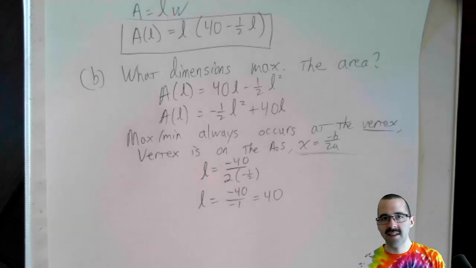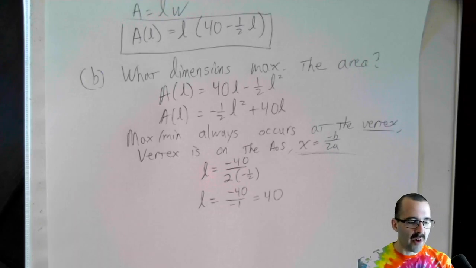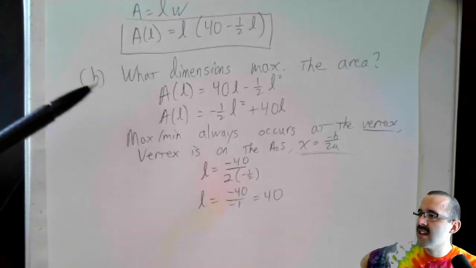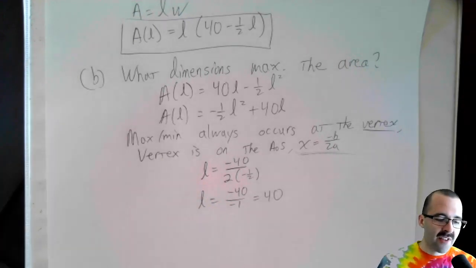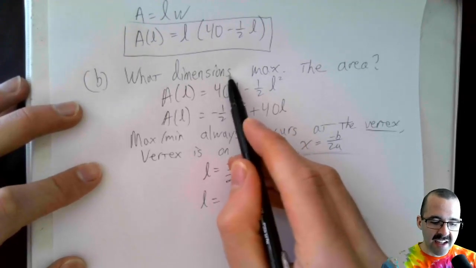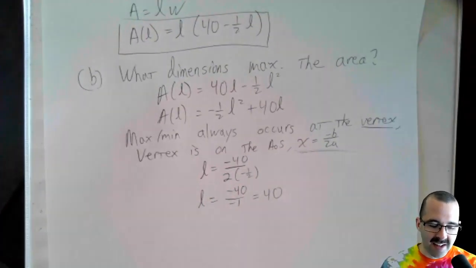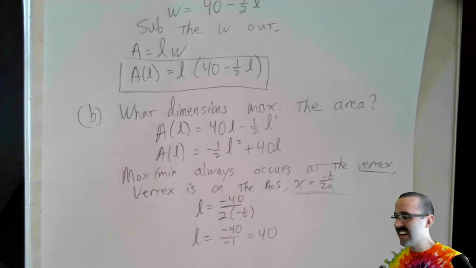So are we done? Almost done. But, right, what was the question asking? The question was asking, what dimensions maximize the area? Now, I'm no English teacher, but I would like to point out this thing called an S. It's a letter of the English alphabet, also used in many other alphabets as well. And it means plural. It means multiple dimensions, right? We have a picture. We got a picture somewhere.